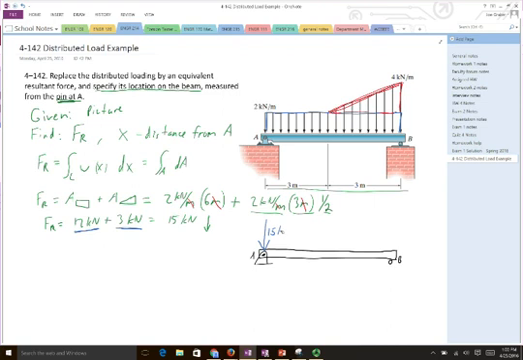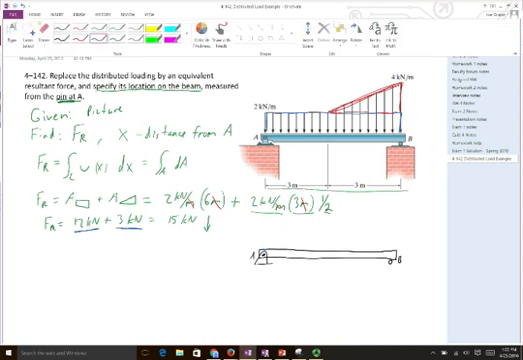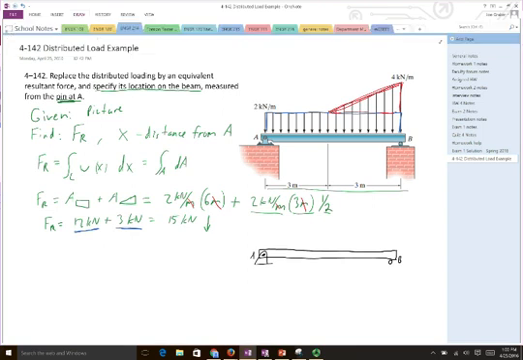So, my equivalent system here, I'm going to say I have a 12 kilonewton force acting in the centroid of the rectangle. Now, a rectangle centroid is pretty simple. It's right in the middle. So I'm going to put 12 kilonewtons here.